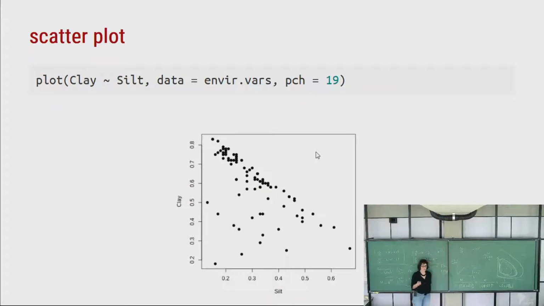So another thing that we want to explore is the relationship between variables. I read my environmental data in R. I want to see what is the relation between clay and silt. Those things are correlated. We know that, but I want to see how they are correlated. So a scatter plot is a really good way to see the linear relationship between two continuous variables.